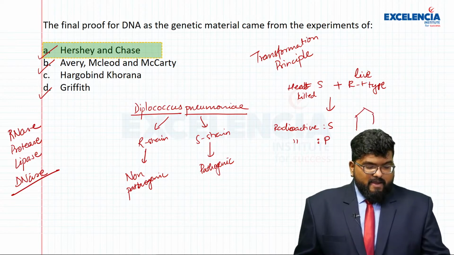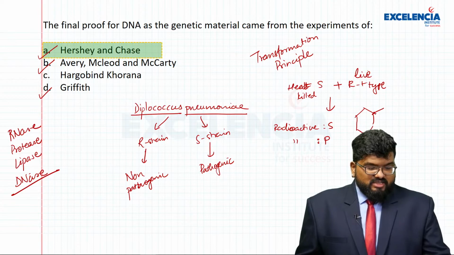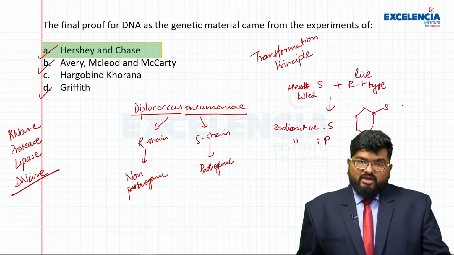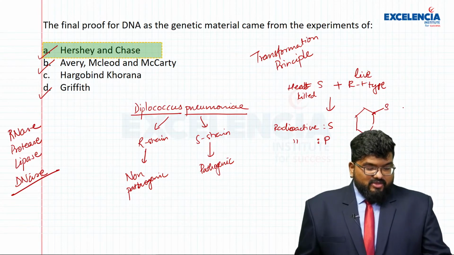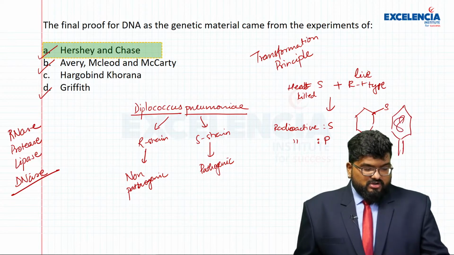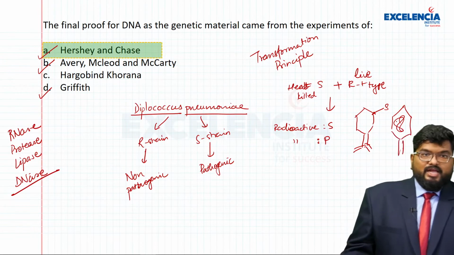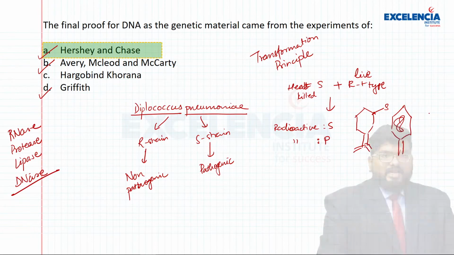So if this is the bacteriophage, this is the protein coat. This is where you will have radioactive sulfur. And they used another bacteriophage in which the DNA that is present inside has radioactive phosphorus on it, correct? So there were two different bacteriophages.